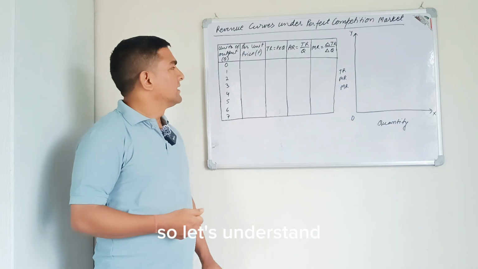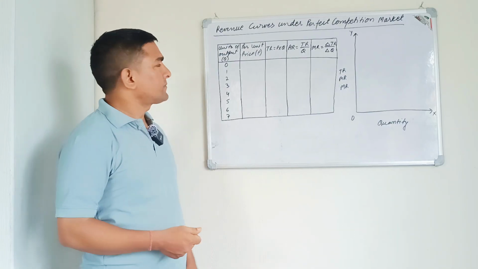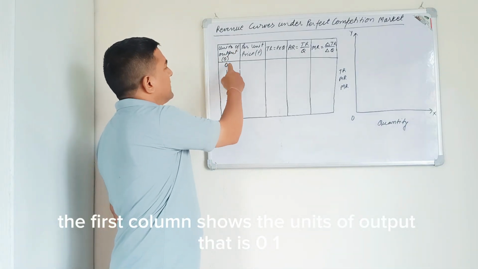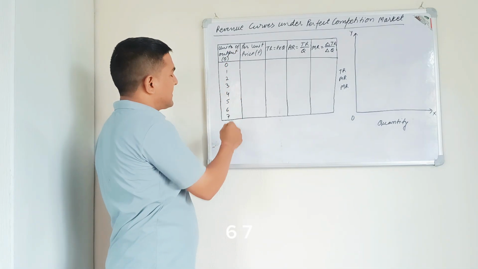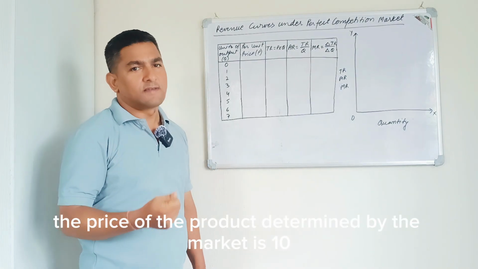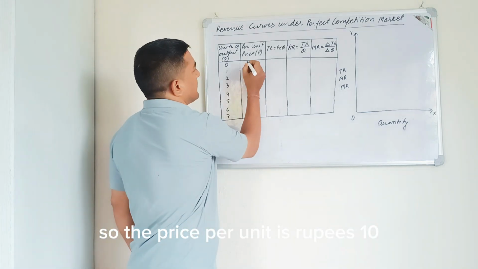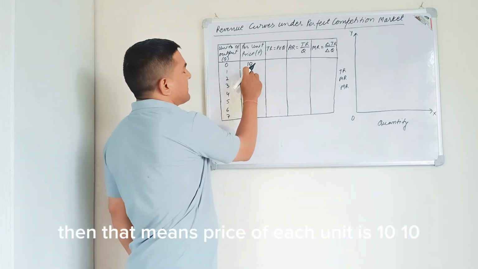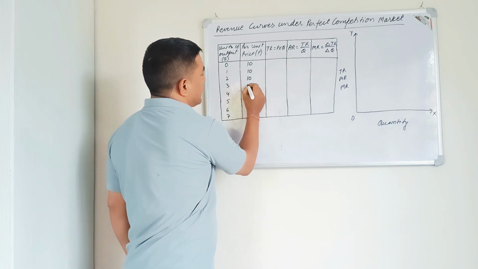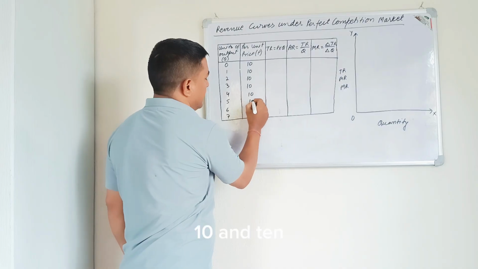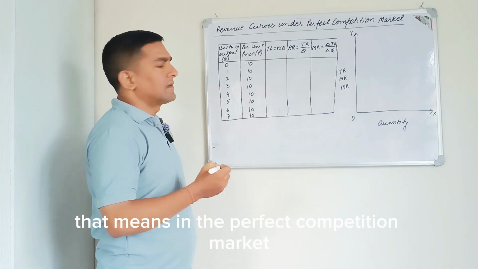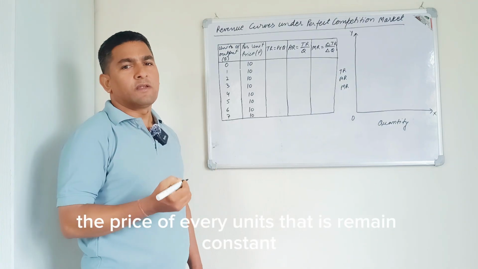So let's understand this concept with the help of this table. In this table, the first column shows the units of output, that is 0, 1, 2, 3, 4, 5, 6, 7. And let us suppose the price of the product determined by the market is 10. So the price per unit is rupees 10. Then that means the price of each unit is 10, 10, 10, 10, 10, 10, and 10. That means in the perfect competition market, the price of every unit remains constant.